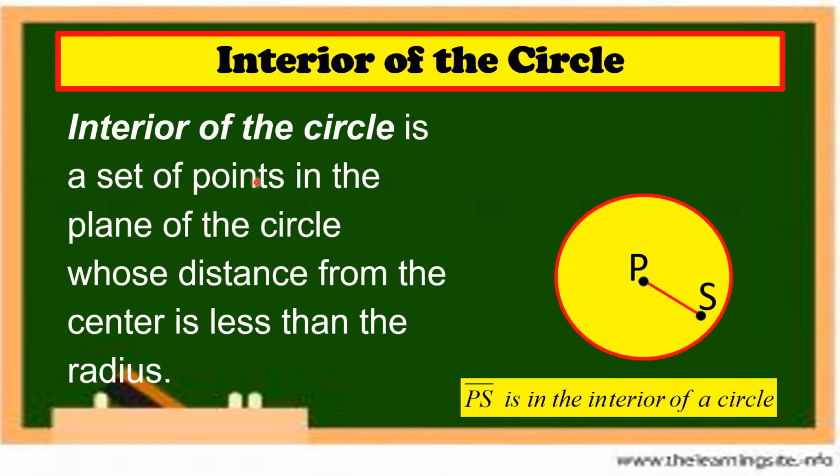So we have interior of the circle. It is the set of points in the plane of the circle whose distance from the center is less than the radius. We have point P as the center of the circle. We have point S in the interior of the circle. We connect the 2 points, we have segment PS. Segment PS is less than the radius. If the segment is less than the radius, then segment PS is in the interior of the given circle.